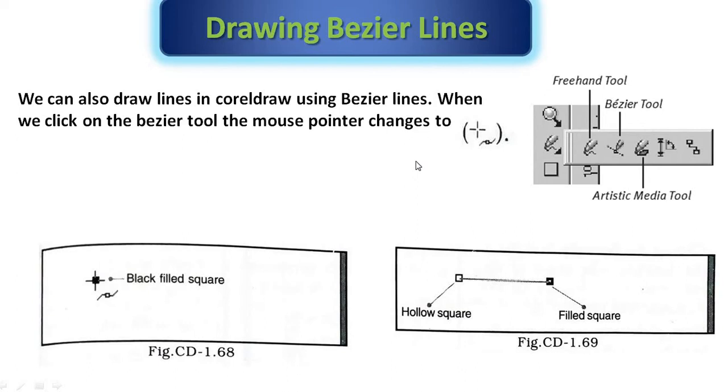Drawing Bezier lines. We may also draw lines in CorelDraw using the Bezier tool. When we click this tool, the mouse pointer changes to this format. When you click the left button in the drawing window, a black filled square appears on the screen, and when you gradually move the mouse pointer and click in some other place, a line appears between the two squares. Now the first square becomes a hollow square.